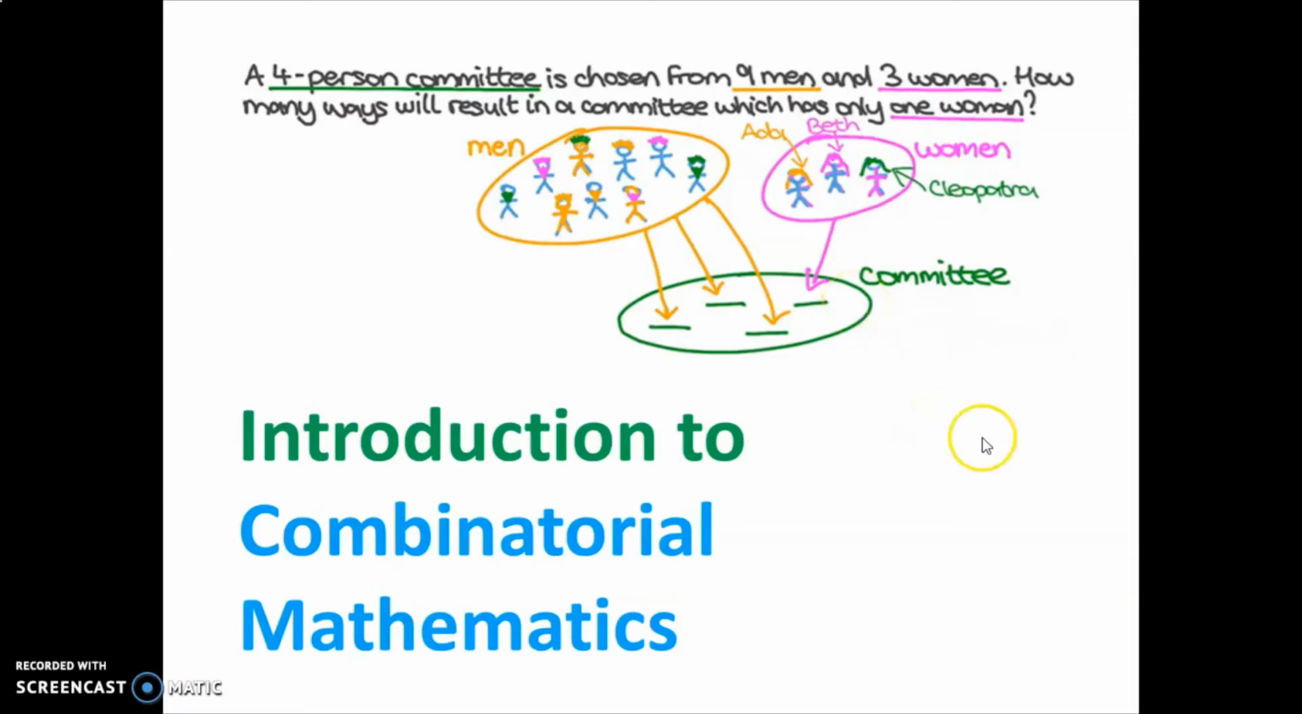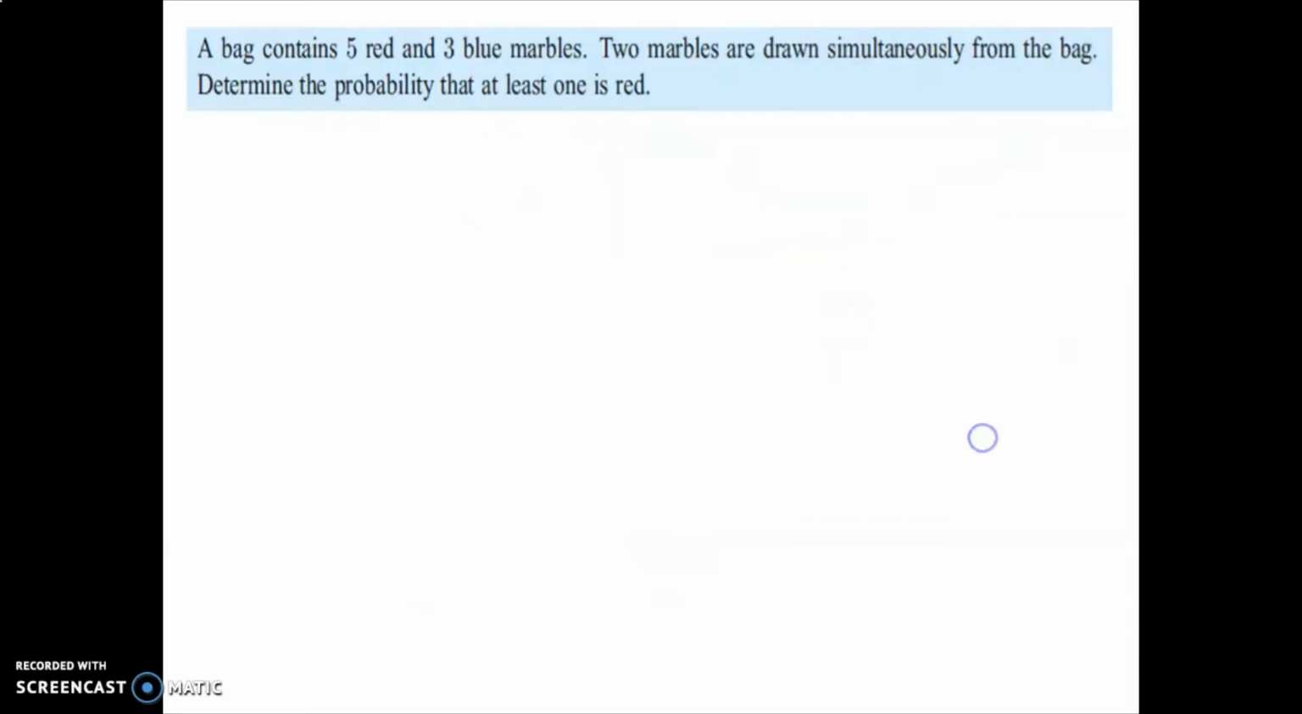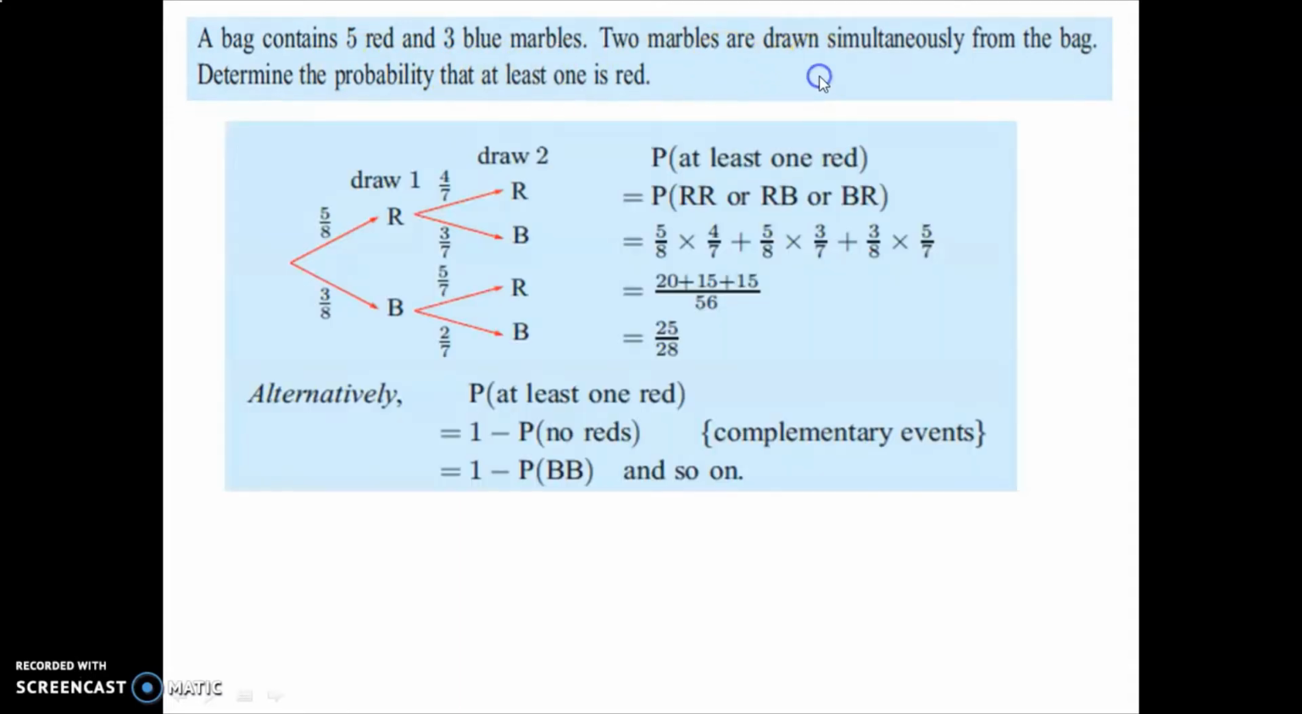All right, let's begin. This is a little bit beyond our normal study of probability, but this lesson is based on a question that has been asked often by students. Let's go back to a question we've seen recently, where we had a bag containing 5 red and 3 blue marbles, and the 2 marbles were drawn simultaneously. That's the key word here. They were drawn from the bag at the same time.